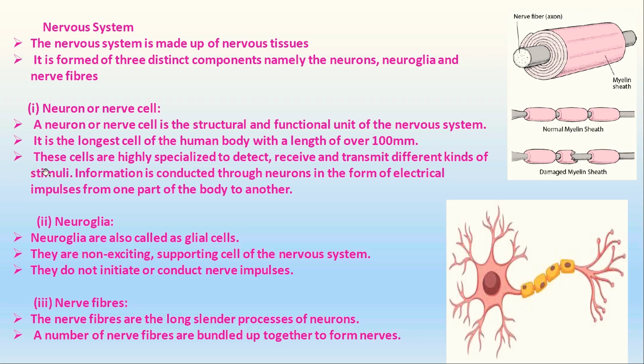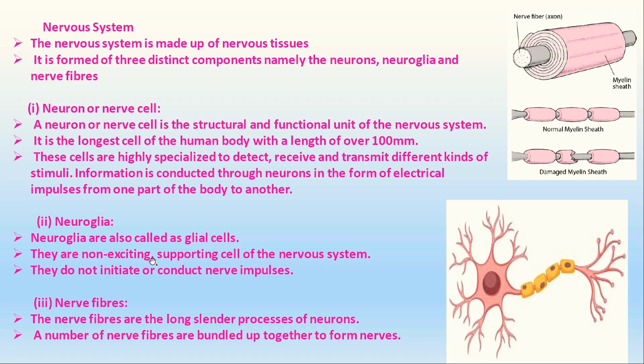These cells are highly specialized to detect, receive and transmit different kinds of stimuli. The information is conducted through the neurons in the form of electrical impulses from one part of the body to another. The next type of cell component of the nervous system is neuroglia. Glia means accessory or supporting. So neuroglia are otherwise called the supporting cells of the nervous system.